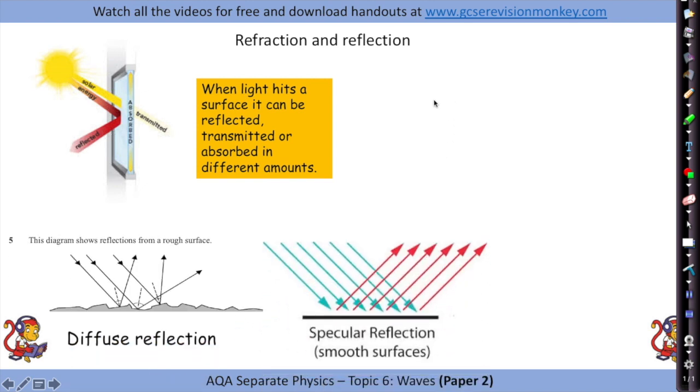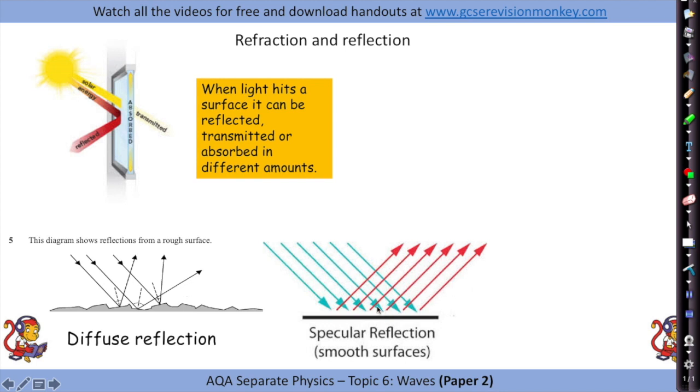Now, reflection happens in 3 different ways. So if light hits a surface, for example, if it hits a wall, we would say it has diffuse reflection. We can see light being reflected from the wall, but we can't see a picture coming from the wall. And that's because diffuse reflection is where the light is scattered in all different directions.